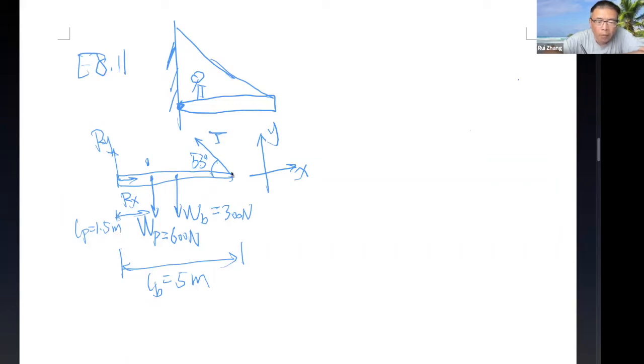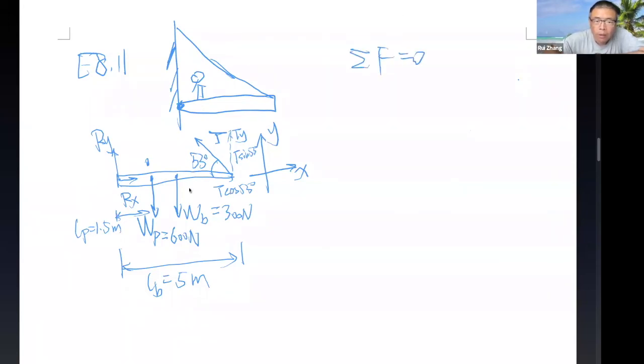Along the y direction, it's going to be Ty, so T times sine 53. Along the x direction, it's going to be T times cosine 53. So we have a bunch of forces here. Let's set up Newton's law for total force equals 0.